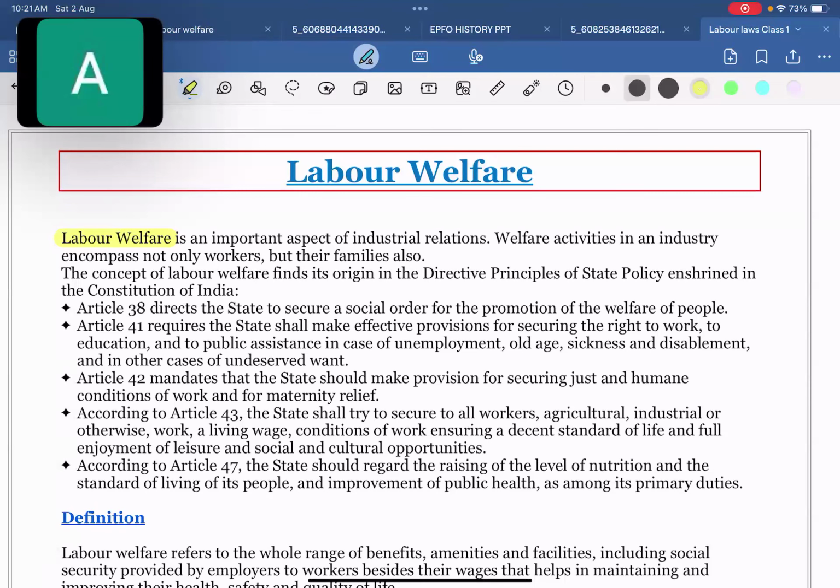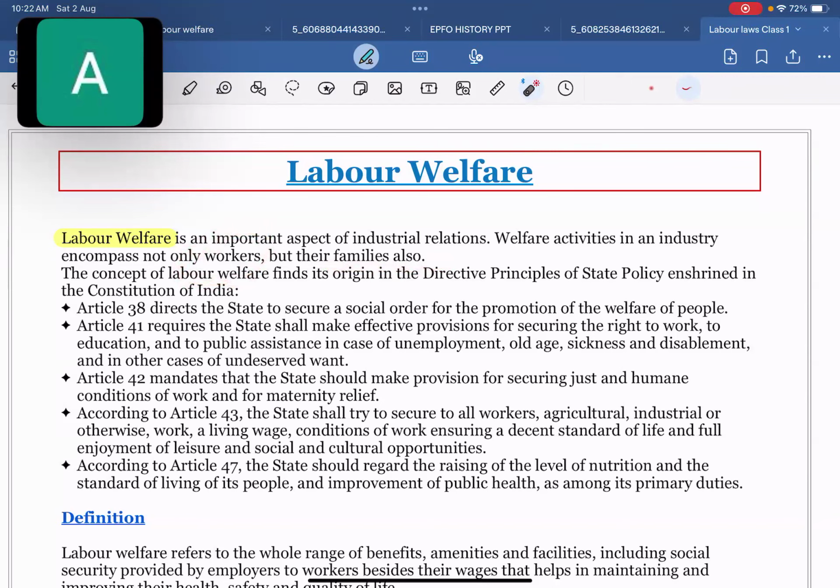But actually, everyone knows from the term itself what labor welfare is. But the standard definition we have to remember now. Labor welfare is an important aspect of industrial relations. Welfare activity in an industry encompasses not only workers but their families also. So this is important not only for workers but for the families also.